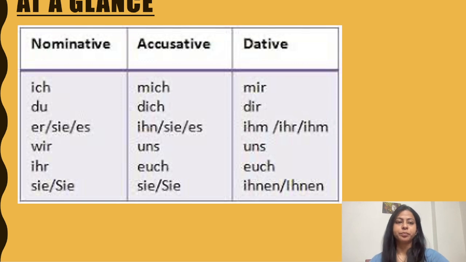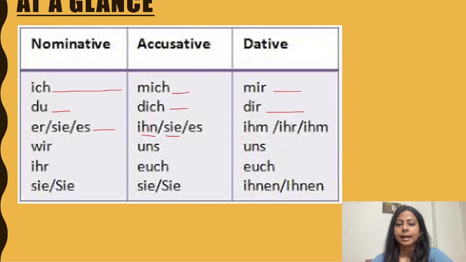So in nominative, ich, in accusative it's mich, and in dative it's mir. Nominative du, accusative would be dich, and dative would be dir. Nominative er, sie, es, it would be ihn, sie and es respectively in accusative case, and in dative case it would be ihm, ihr and ihm respectively.